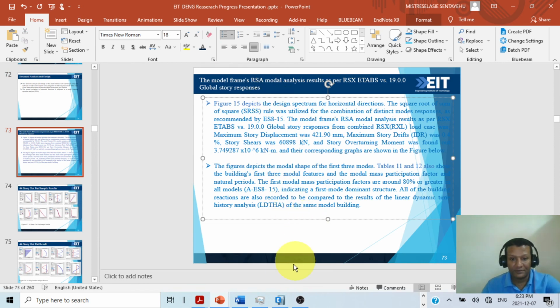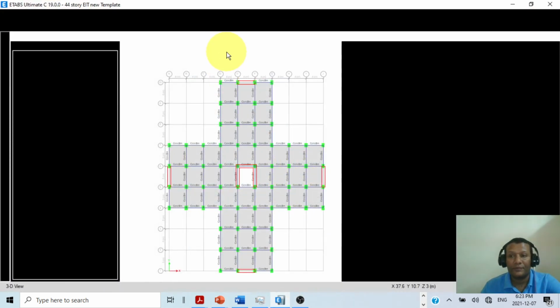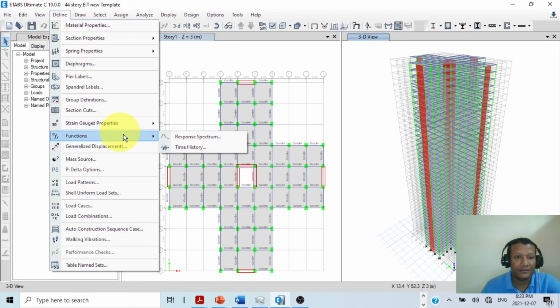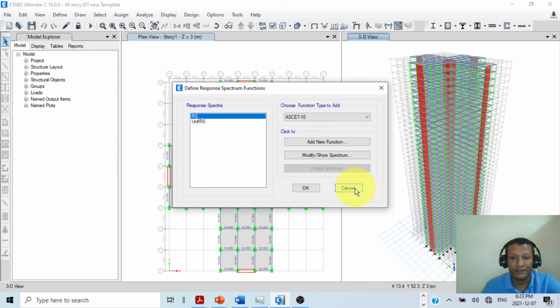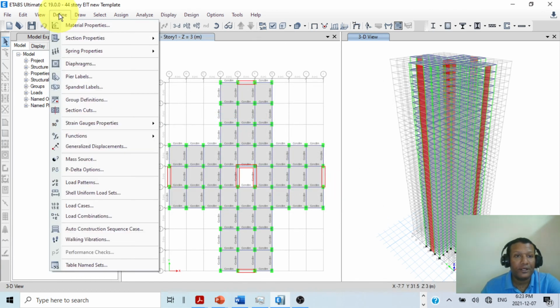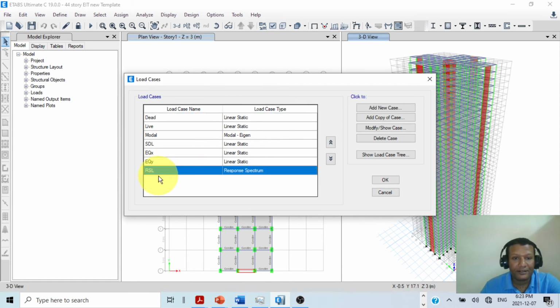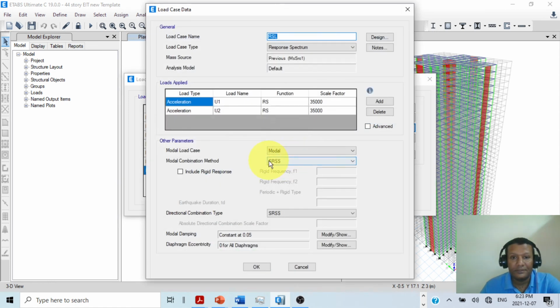This is the result. So let me go here. After we define the response spectrum as per Ethiopian code type 1, then I use the response spectrum for load cases. So here response spectrum SRSL. If you modify, as you can see, I apply it in both directions, X and Y direction.